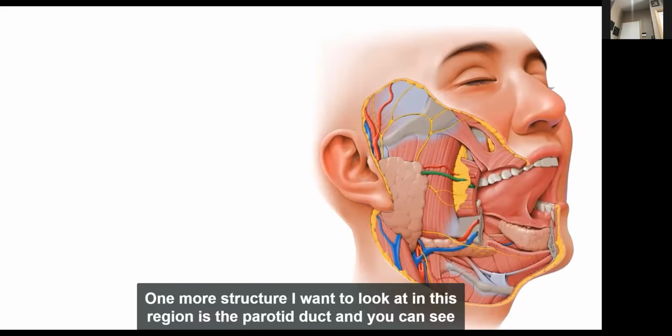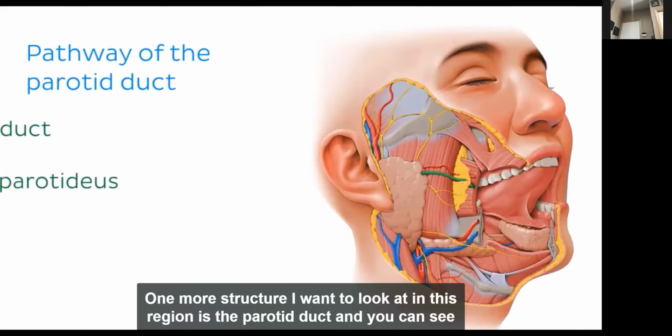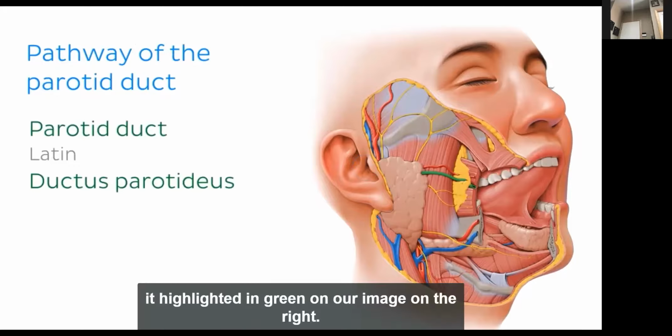One more structure I want to look at in this region is the parotid duct, and you can see it highlighted in green on our image on the right.